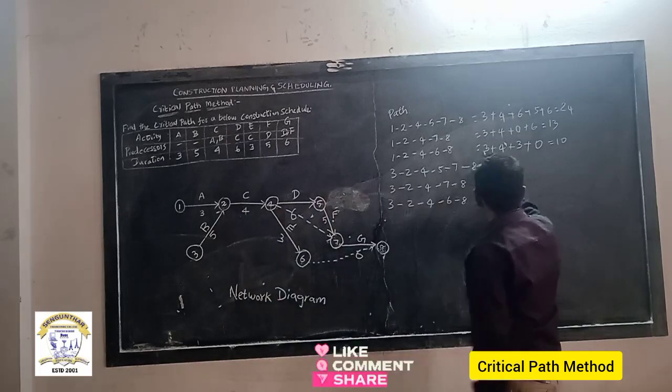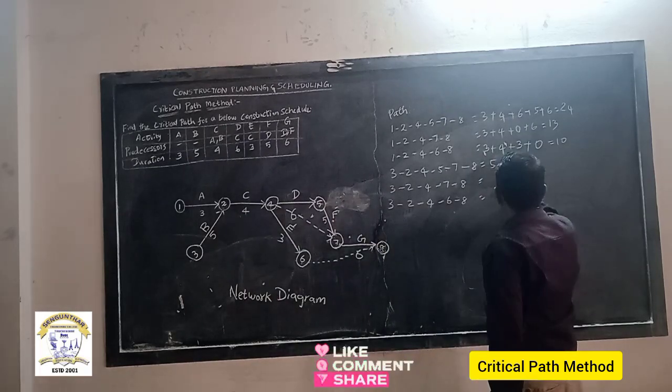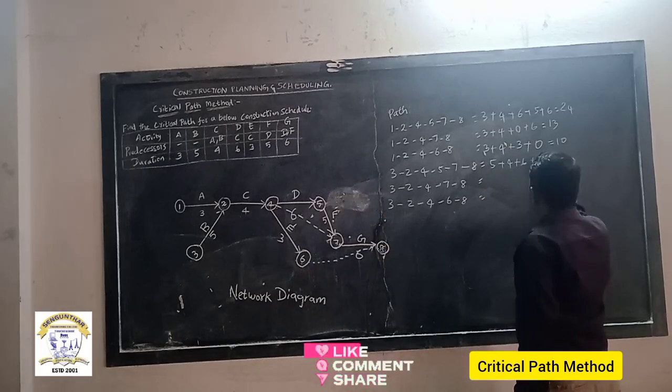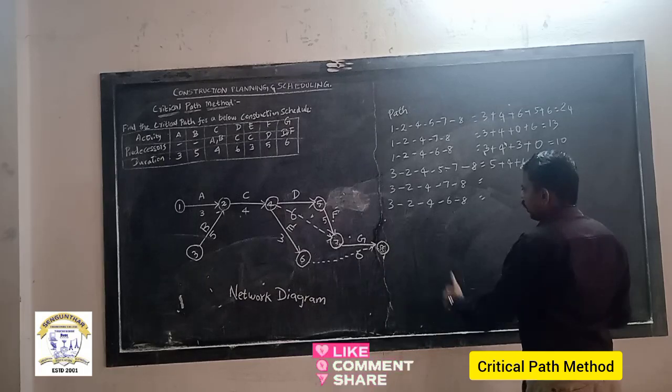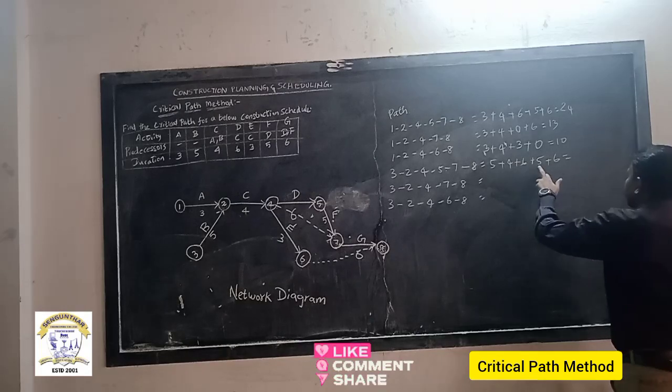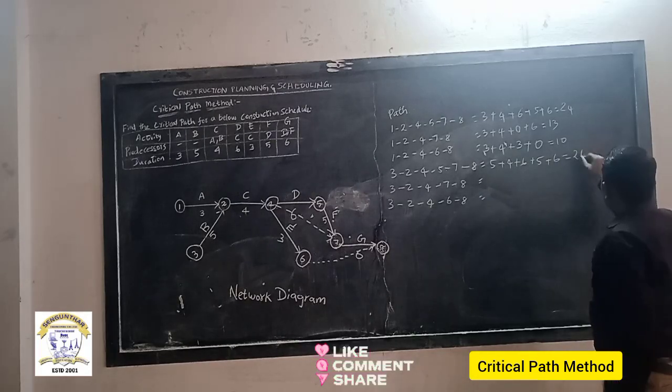Next, 3 to 2, 5. Plus 2 to 4, 4. Plus 4 to 5, 6. Then 5 to 7, 5. Then 7 to 8, 6. So 5 plus 4, 9. 9 plus 6, 15. 15 plus 5, 20. 20 plus 6, 26.